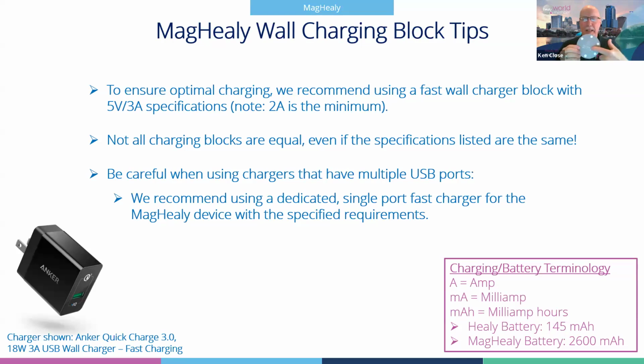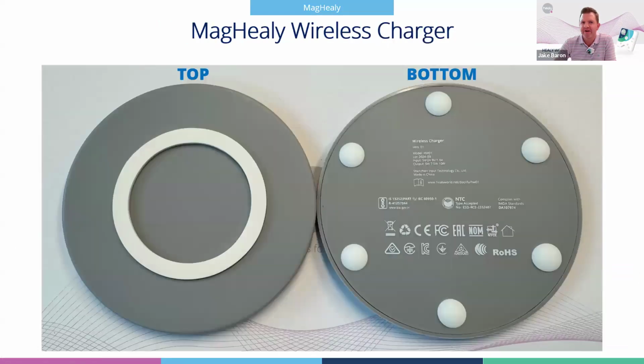And as Jake showed you, the charging block or the plate for your MagHealy looks like this, and on the back of it there's some information, and it's really small, so I took a picture of it and blew it up. Actually, while you're talking, I have a picture of it. There you go. So on the back it does say the voltage and the amps, or the current.